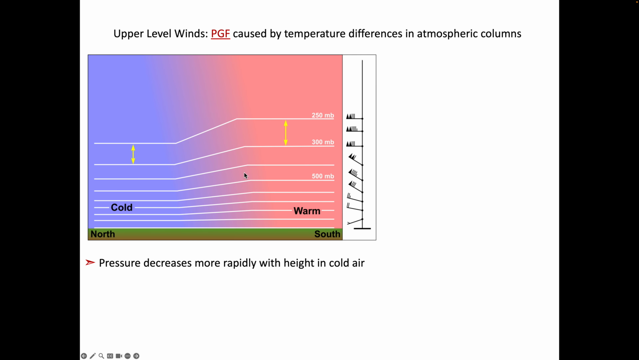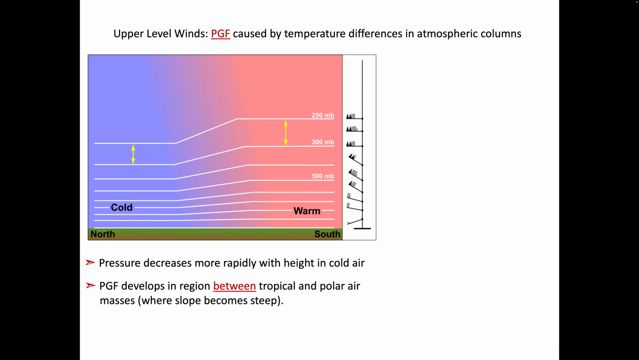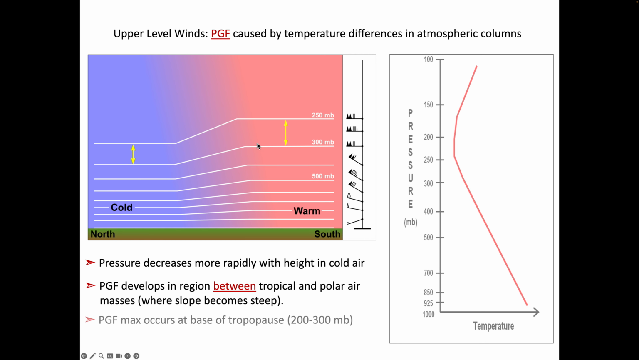So pressure decreases more rapidly with height in the cold air. The pressure gradient force develops in the region between the tropical and the polar air masses, in better words, in the mid-latitudes where we live, and this is where the slope of the pressure surface becomes steep. And so what we see is that the pressure gradient maximum is going to occur at the base of the tropopause, in the cold air.